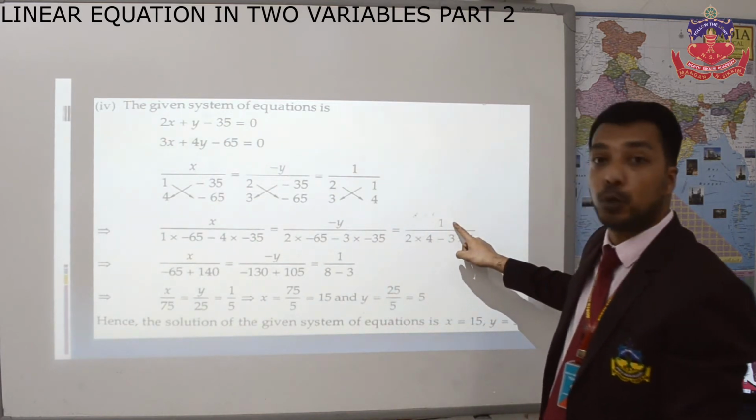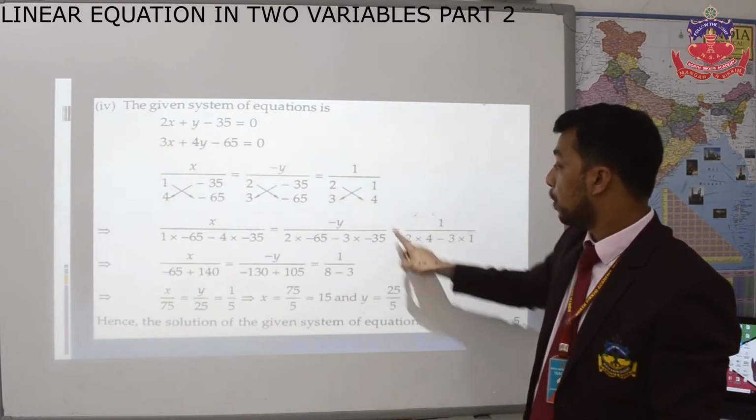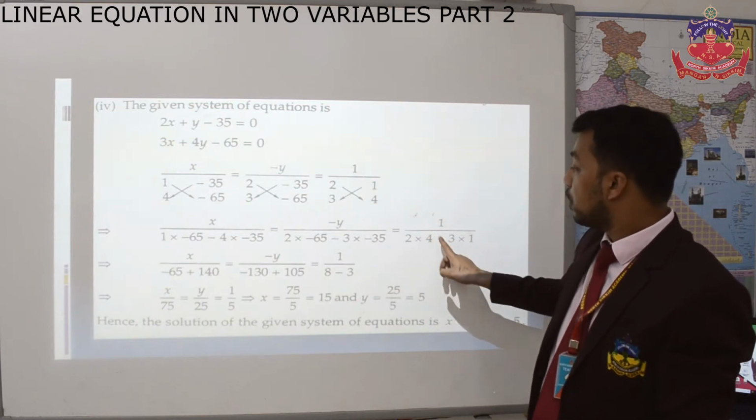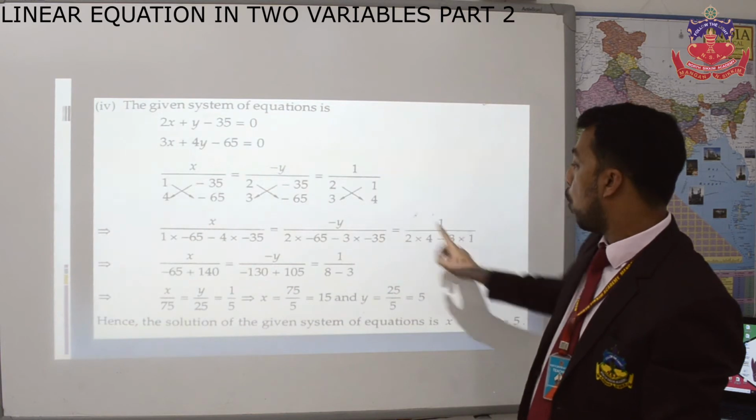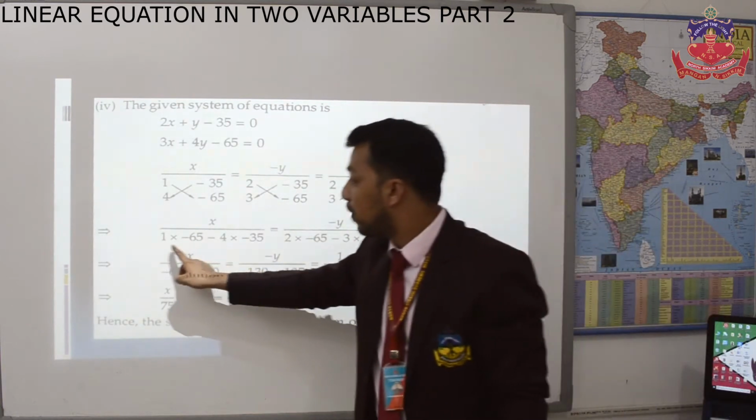For the last one, that is 1, you multiply 2 into 4. That is written here. And you write the sign of the formula, which is minus. And then you multiply 3 into 1. Once you have done this, let's simplify.